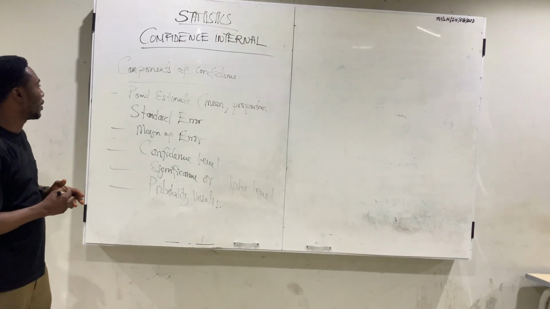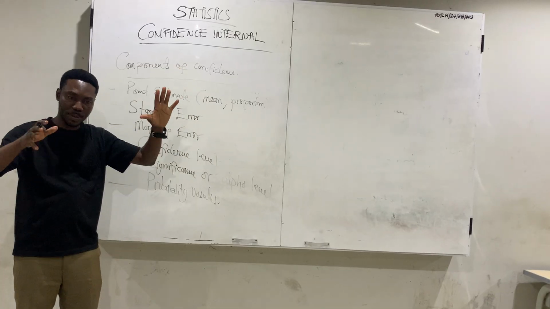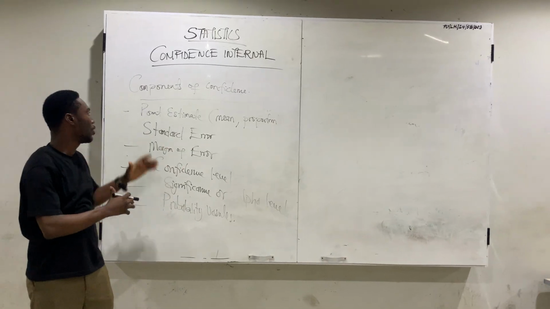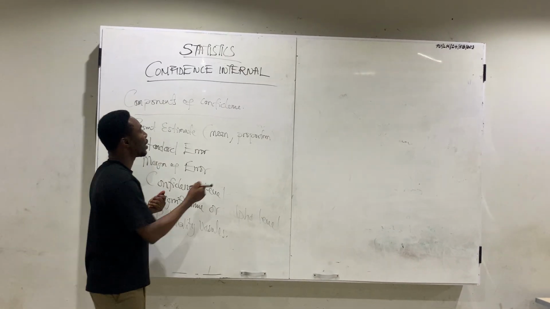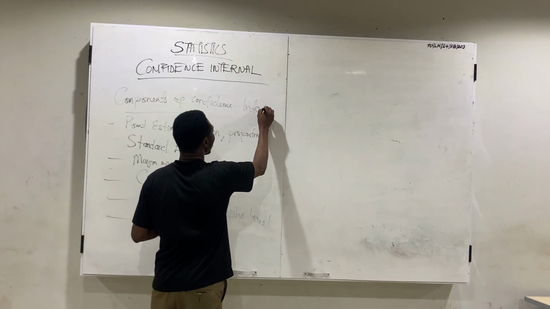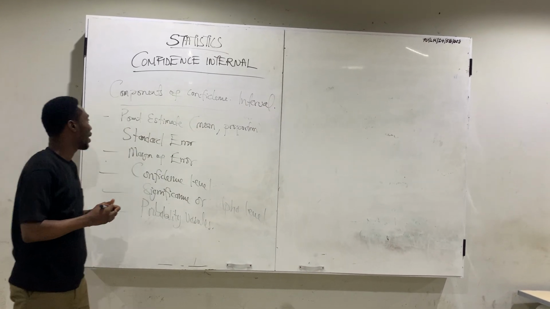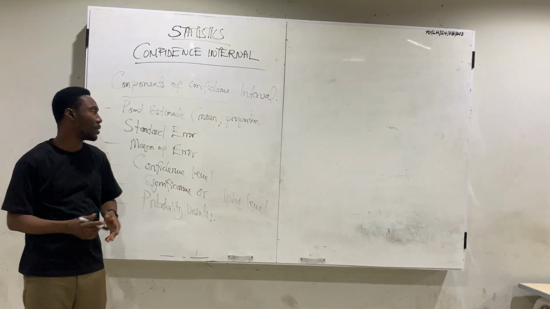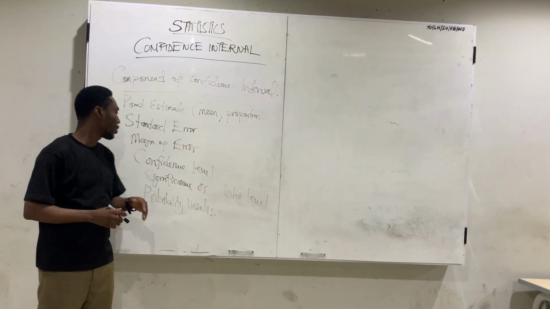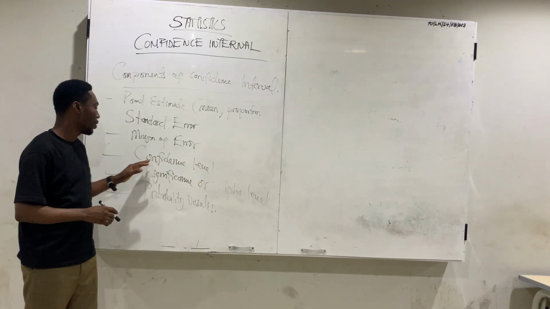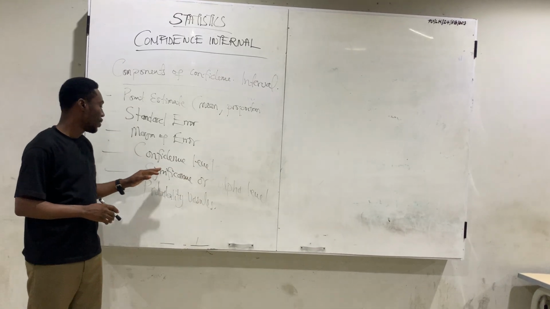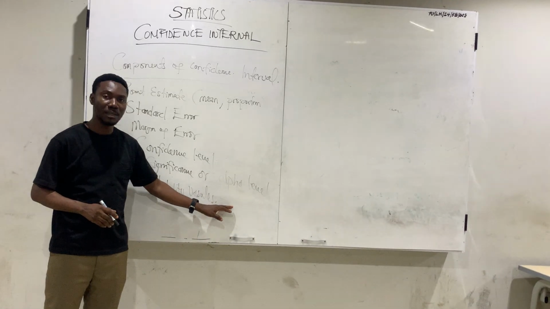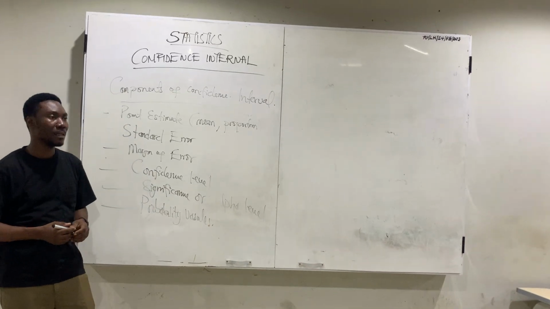Is that okay? So these are the components. When we say components, we are looking at the various concepts you are going to look at when you are doing confidence interval. So you come across the point estimate, that is the mean from a certain population. You also come across standard error, margin of error, confidence level, significance or alpha level, and probability values in confidence interval calculations.